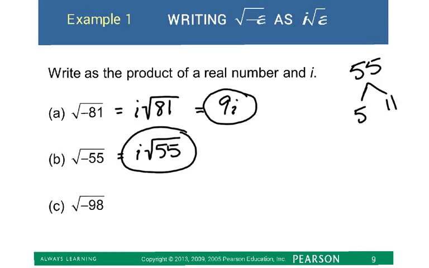That was our solution for the other one. Now let's move on to part C here. Again, take the i out, and we're left with i square root of 98. And this one actually we can break down.